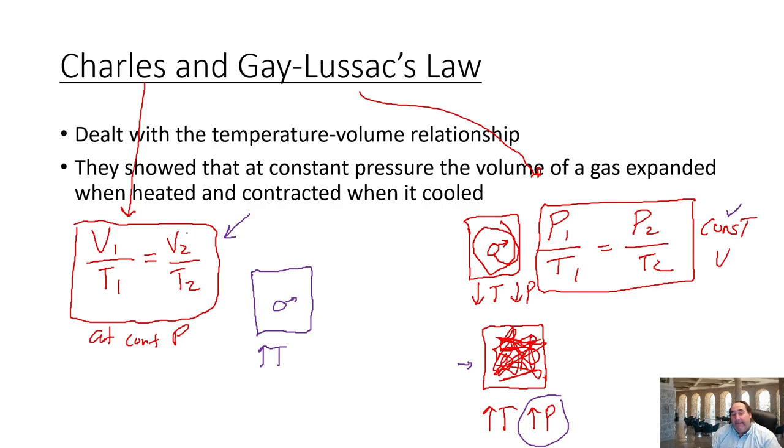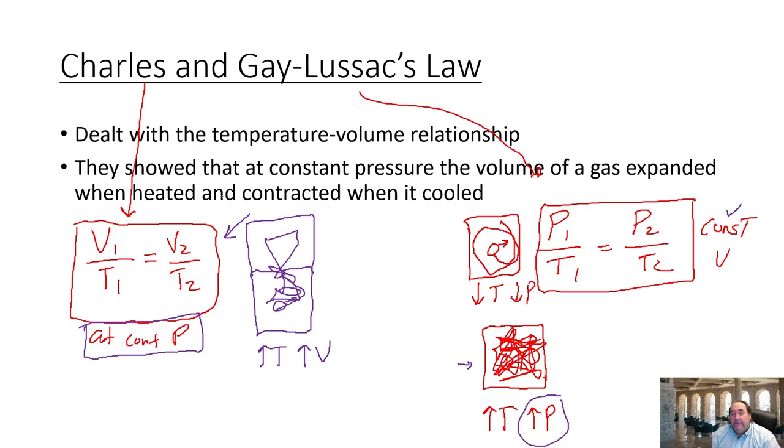So what's going to happen is as this guy is flying around faster, we're going to get a little bit more volume for it to fly around in. So what does that do? The volume actually increases in this case. And the reason the volume increases is it allows the gas molecules to have more room to fly around in. What that's going to do is keep the number of collisions constant. And that's important because we want to keep it at a constant pressure.